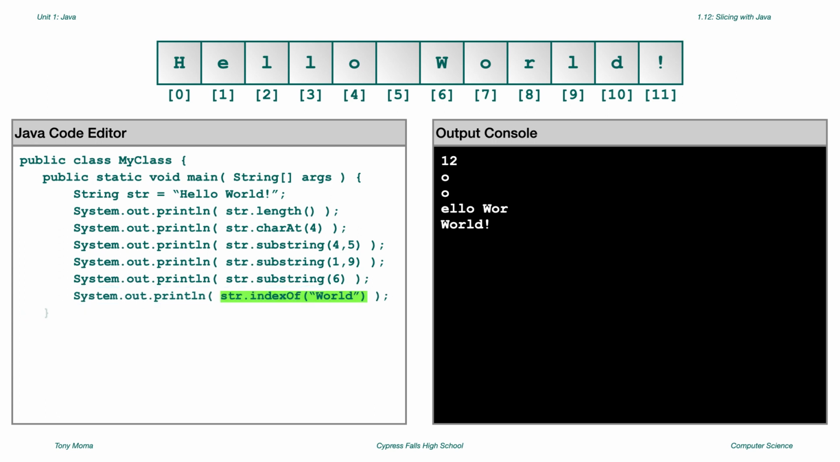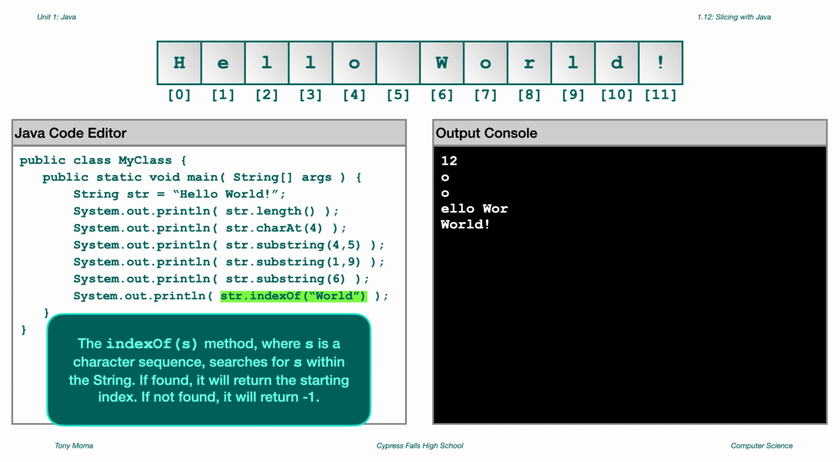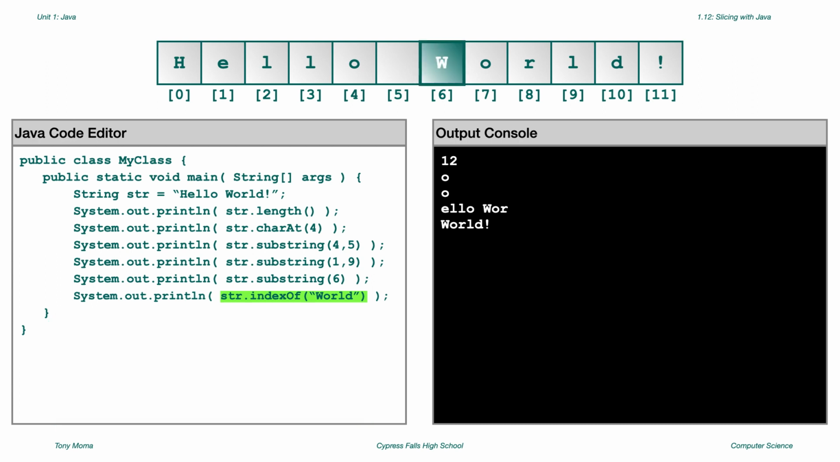Now, the next method we'll look at is the indexOf method. The indexOf(s) method, where s is a character sequence or string, searches for s within the string. If found, it will return the starting index. If not found, it will return -1. So in our example, we're looking for the character sequence "world" with a lowercase w within str. It turns out that sequence does exist within str, and it begins at index 6. Thus, 6 gets returned and printed out to the screen.